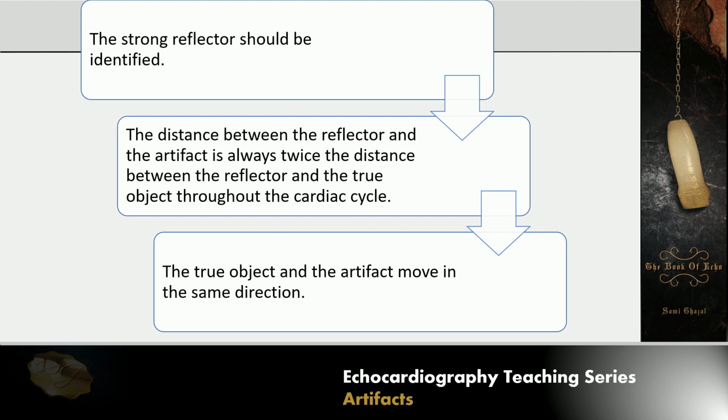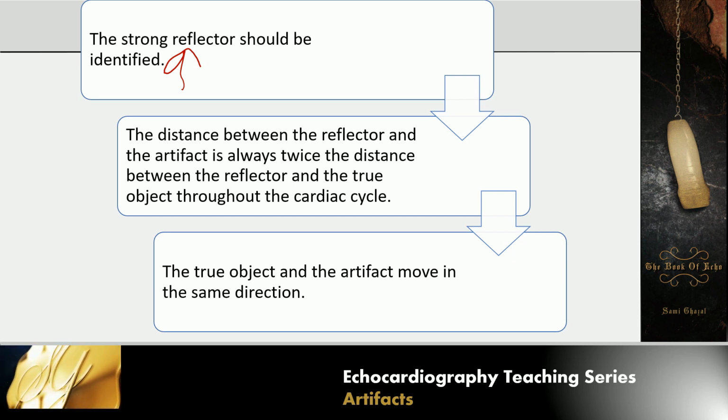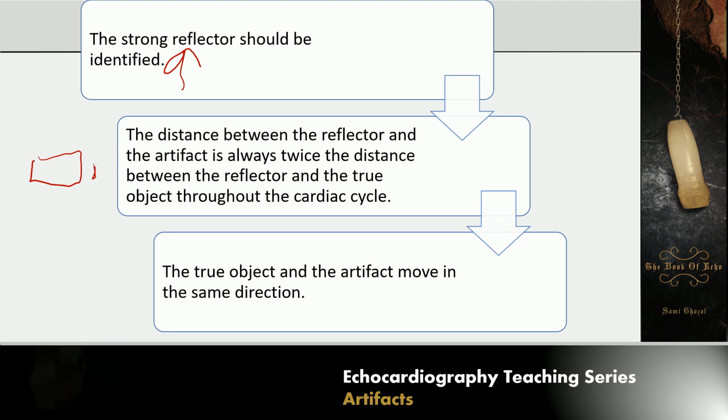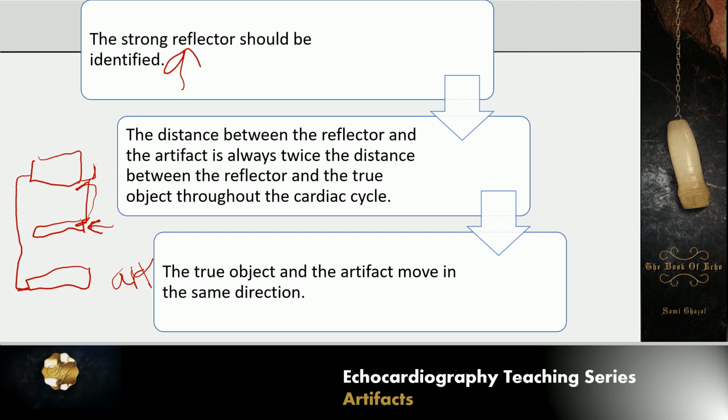So before we call any object that we see an artifact, we have to explain it. We should be able to explain it, otherwise we should not call it an artifact. So for a reverberation artifact, in order to call it a reverberation artifact, we need to identify a few things. The strong reflector that will act like a probe, we should identify the strong reflector here. And then the distance between the reflector and the artifact is always twice the distance between the reflector and the true object. So if this is object number 1, or reflector number 1, this is object number 2, and the artifact is here. This is the artifact. So the distance from the reflector all the way to the artifact is twice that distance.